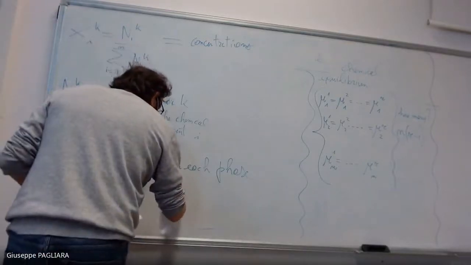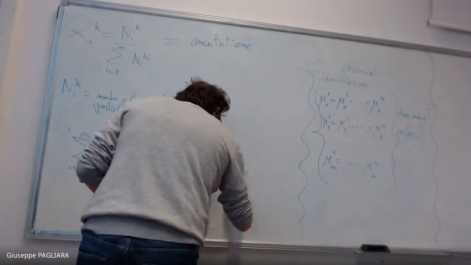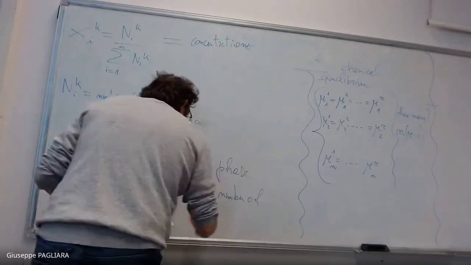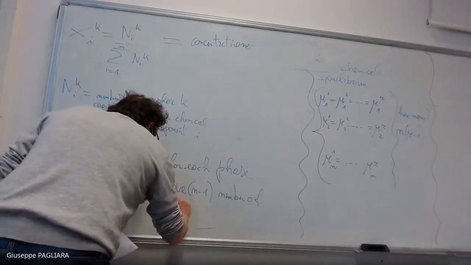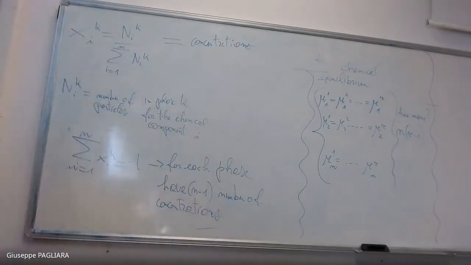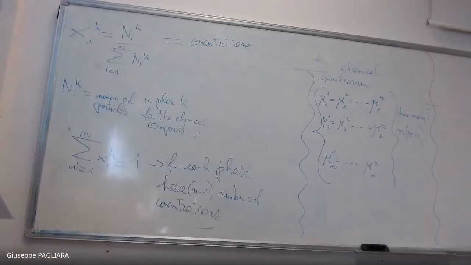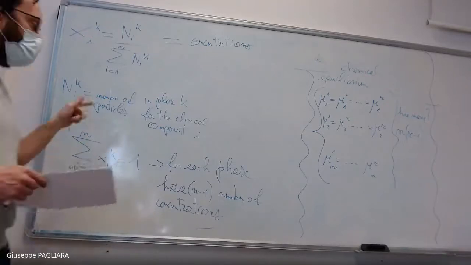I have n minus 1 concentrations. Instead of considering the number of particles of each species, I just consider concentrations, and since I have to normalize with respect to 1, I just have n minus 1 independent concentrations, whereas I would have n different numbers of particles, of course, for each phase.